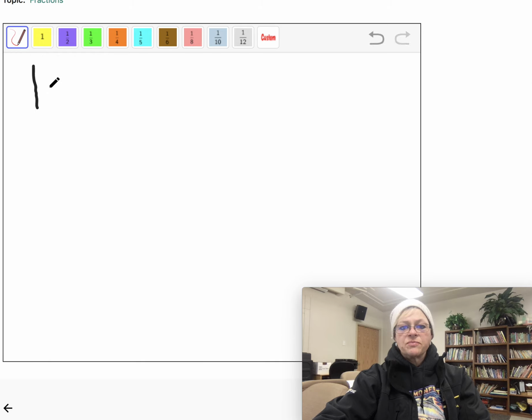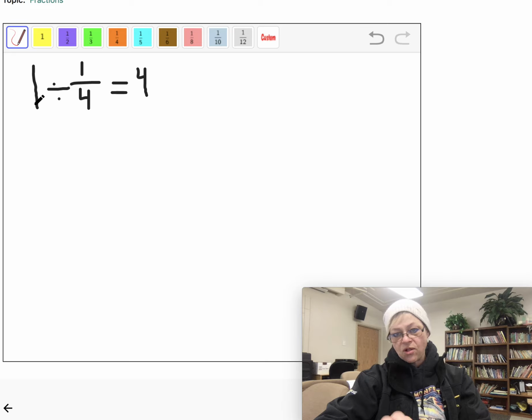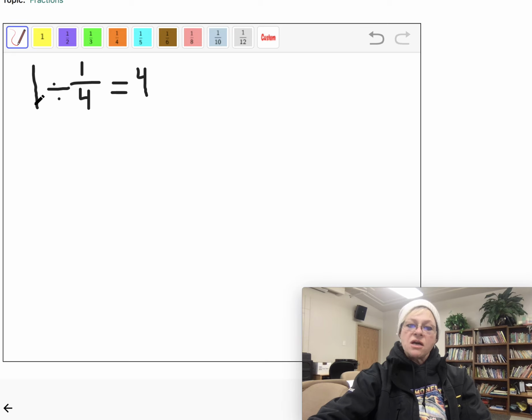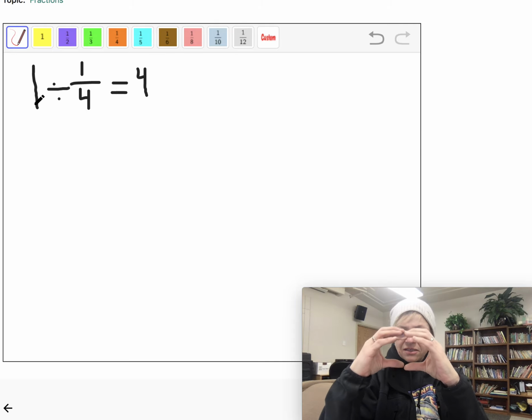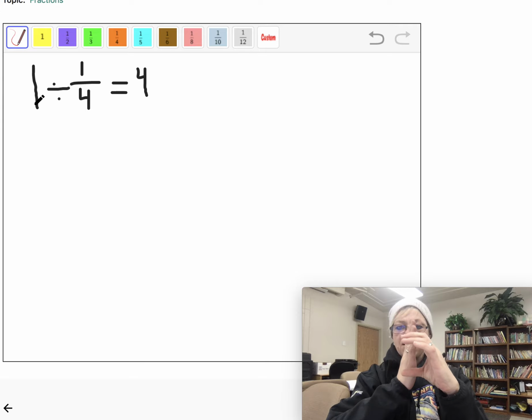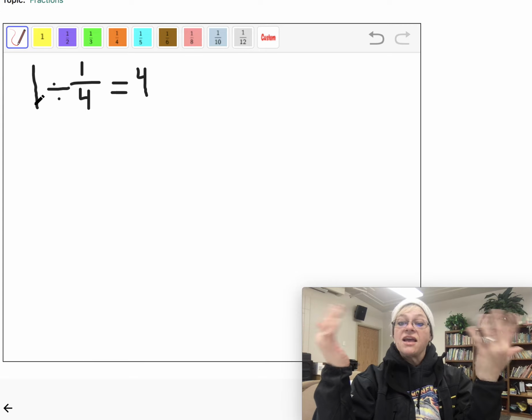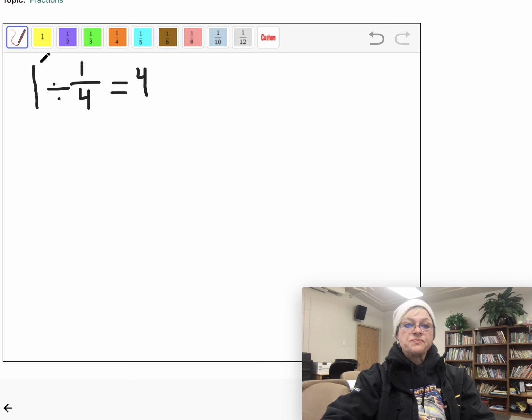I want to start with a pretty simple equation here. I want to do 1 divided by 1/4 equals 4. So before we look at this equation, let's just look at the number 1 here and how it relates to the word whole. What we have to remember is when we're talking about fractions, the number 1 and the word whole kind of mean the same thing. The word whole means that you have something that's whole and it hasn't been broken down into smaller pieces yet, or what we call fractions. It's still whole.